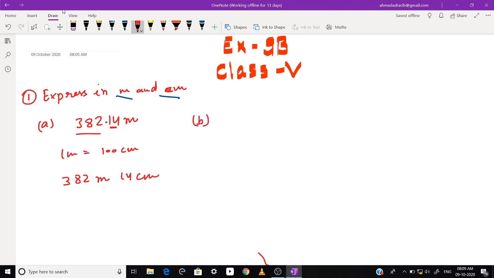Now part B is 15.08 meter. So you'll write 15 meter and 8 centimeter. This is going to be your answer. Okay, so in the same way, you will do part C and D of this exercise.